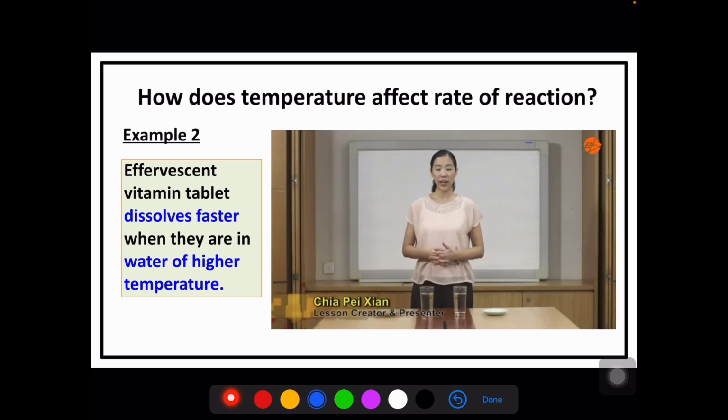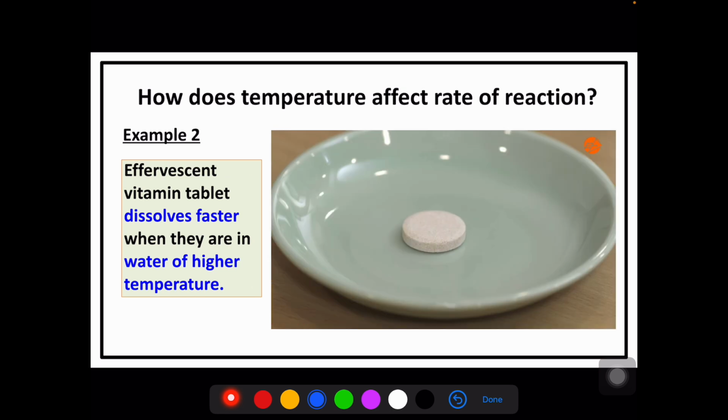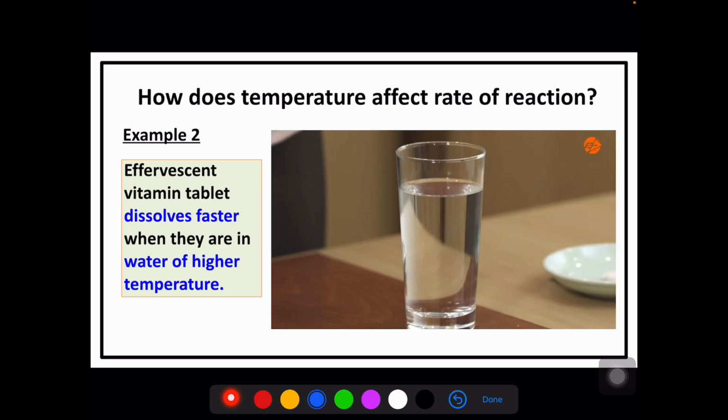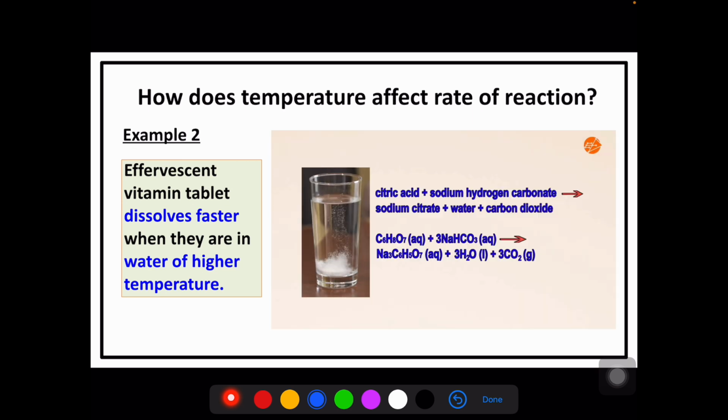How does temperature affect the rate of a reaction? Let's find out using an experiment that you can try at home. We will be using the reaction of effervescent vitamin C tablets and water. As the tablet dissolves in water, a reaction occurs between aqueous citric acid and sodium hydrogen carbonate to form sodium citrate, water, and carbon dioxide gas.